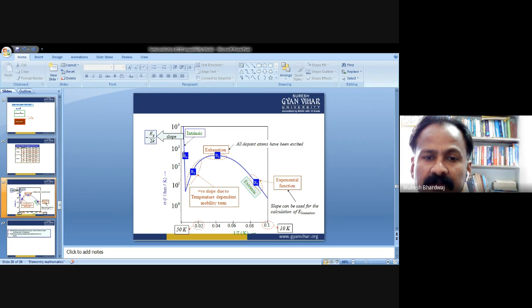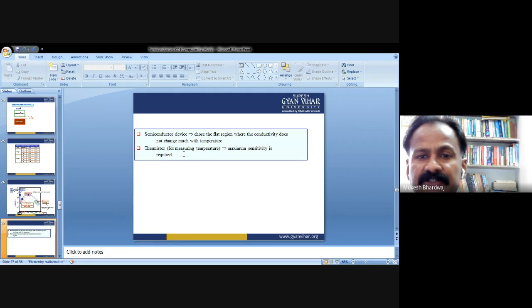This is a graph showing the impurity added in the intrinsic semiconductor. While you are adding impurities in the semiconductor, the resistivity depends on the temperature. So what about the resistivity when you are adding the impurities? For a semiconductor device, choose a flat region where the conductivity does not change much with temperature. For a thermistor, for measuring temperature, maximum sensitivity is required.